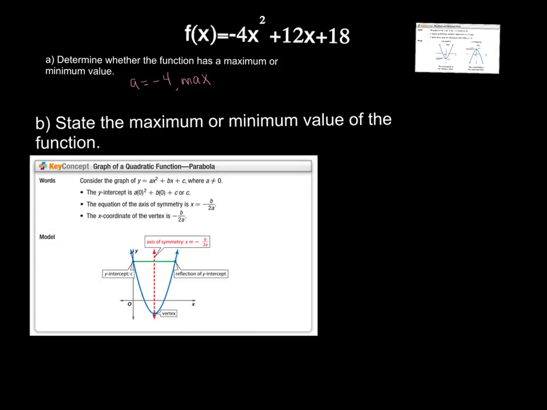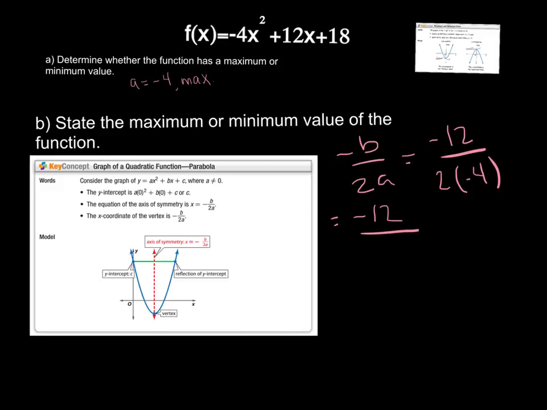So I write negative b over 2a. And let's look in our function and find out what these pieces are. So our b is 12, so we're going to have negative 12 over 2 times our a, which is negative 4. So we have negative 12 over negative 8, which gives us 1.5, because negative divided by negative is positive, and we get a positive 1.5.